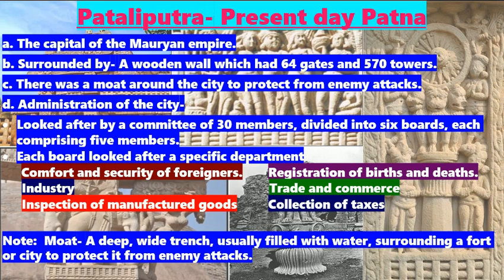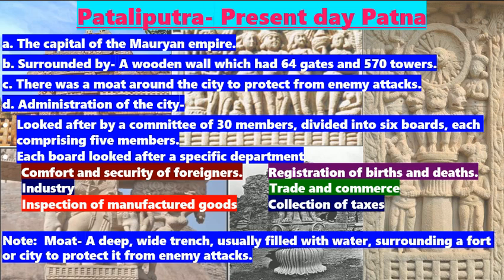A moat is a deep wide trench, usually filled with water, surrounding a fort or city to protect it from enemy attacks. The administration of the city was looked after by a committee of 30 members divided into 6 boards, each comprising 5 members. Each board looked after a specific department: comfort and security of foreigners, registration of births and deaths, industry, trade and commerce, inspection of manufactured goods, and collection of taxes.